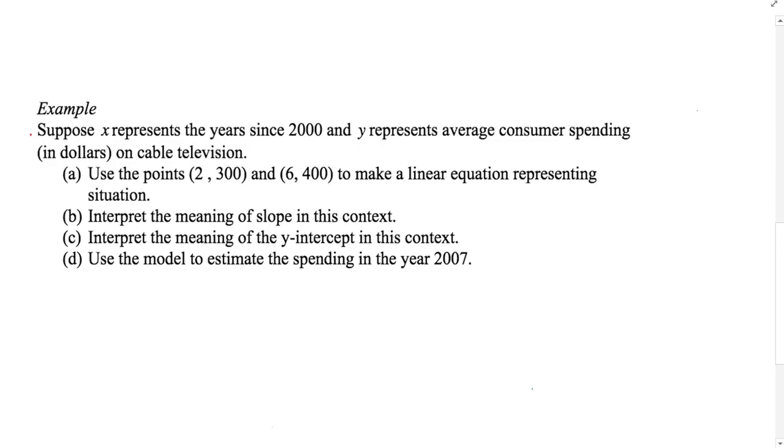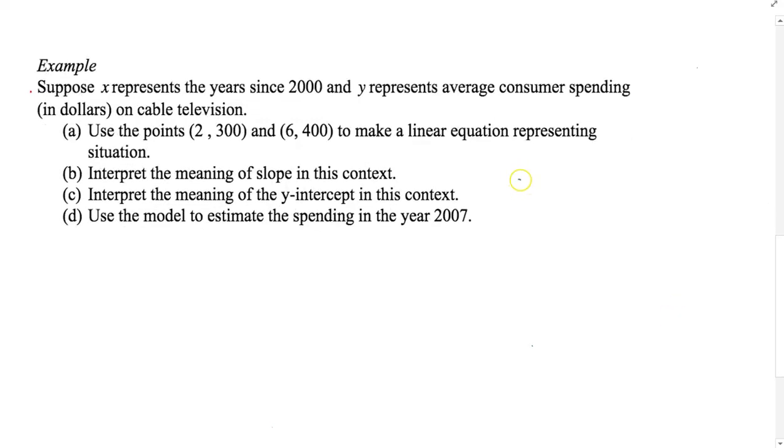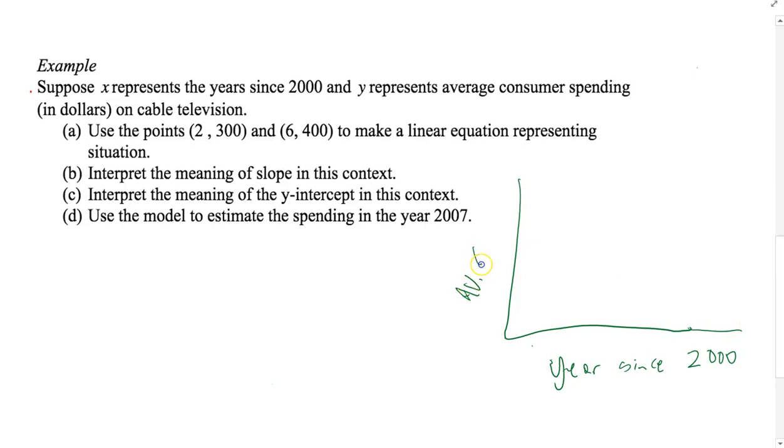Okay, let's look at another example. It says x represents the years since the year 2000, and y represents the average consumer spending. So x will be years since the year 2000, and y is average consumer spending.